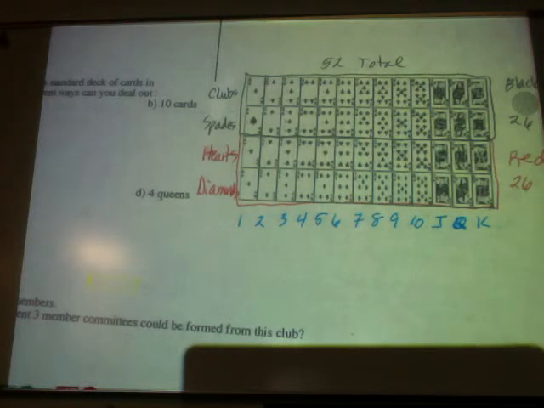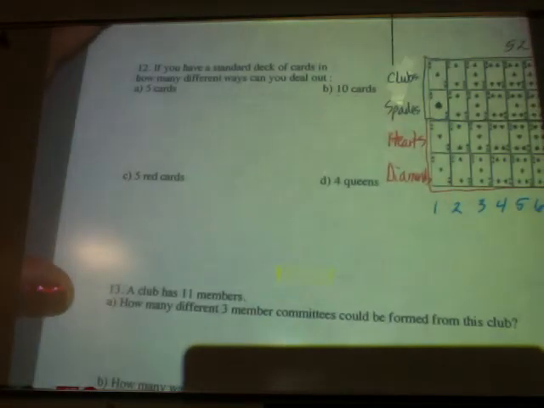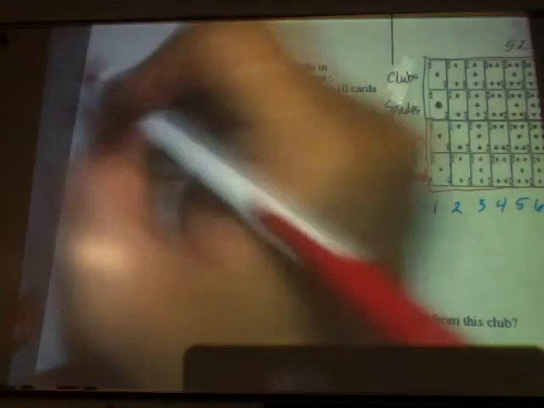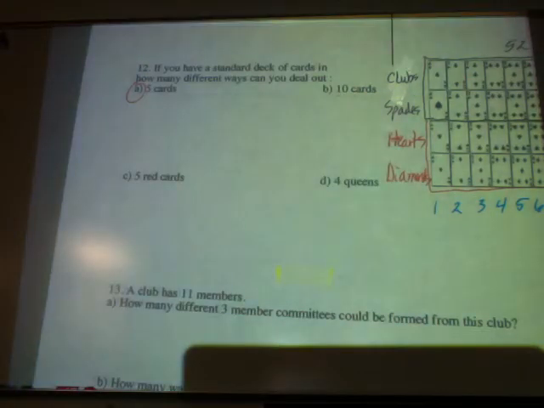So then let's go and look at some of these questions that are asked over here. You have a standard deck of cards, and by the way, jokers aren't included in the standard deck of cards. In how many different ways can you deal out, we're going to do A, 5 cards. You can deal out any 5 cards. It doesn't matter whether they're red, black, what suit they are, whether it's a numbered card or a face card.